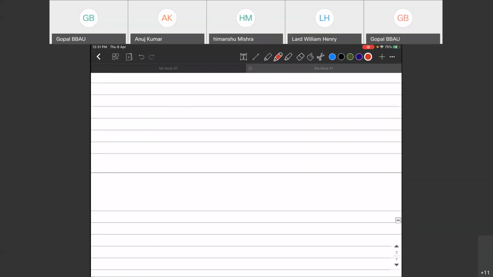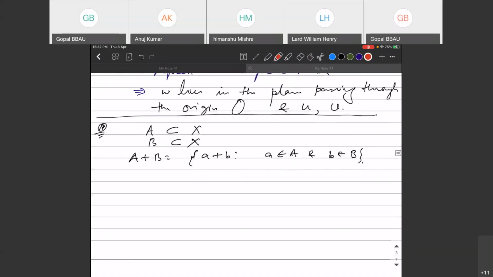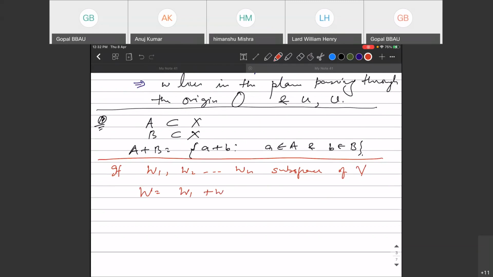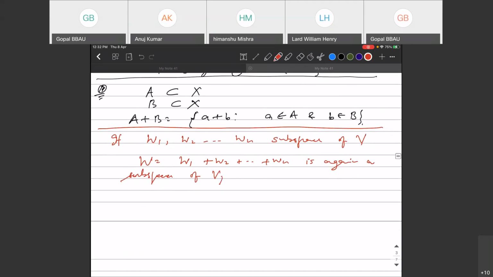From the above discussion, you may convince yourself that if we have say n subspaces W1, W2, Wn of a vector space V, then their sum W, which is W1 plus W2 plus Wn, is again a subspace of V. Okay, and W contains each of the subspaces, each of the Wi.